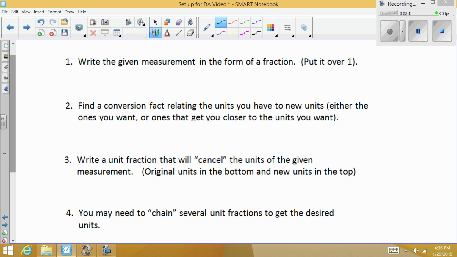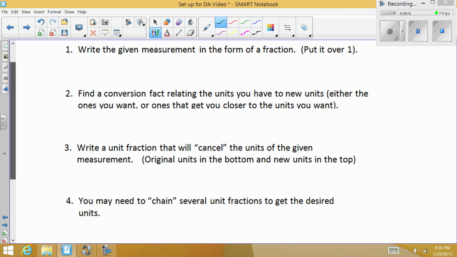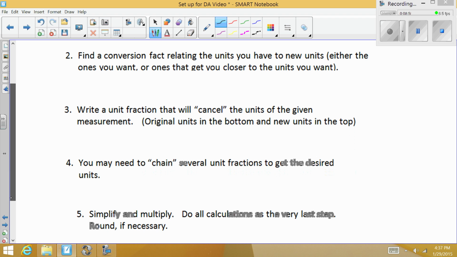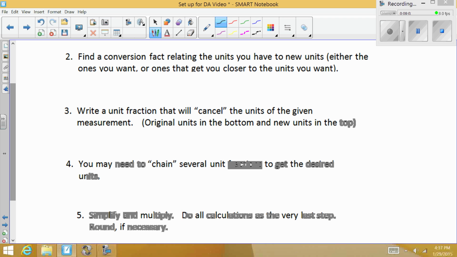And then we write a unit fraction that will cancel the units of the given measurement. So original units in the bottom, the ones we're trying to cancel out, and the new units in the top of our unit fraction. You may need to use several unit fractions to get the desired result. And then simplify and multiply. Save all the calculations as the very last step. Get all the unit fractions set up first, and then usually by the time you're dividing, it's often necessary to round.